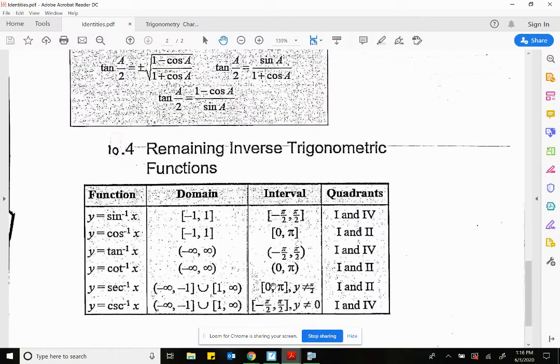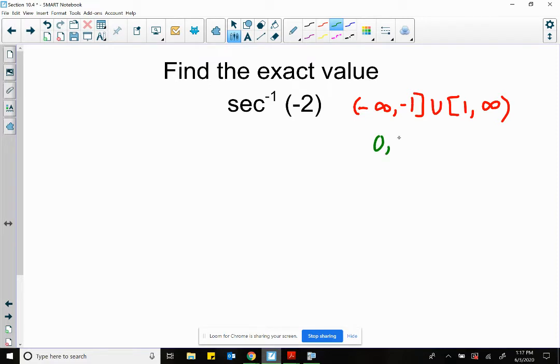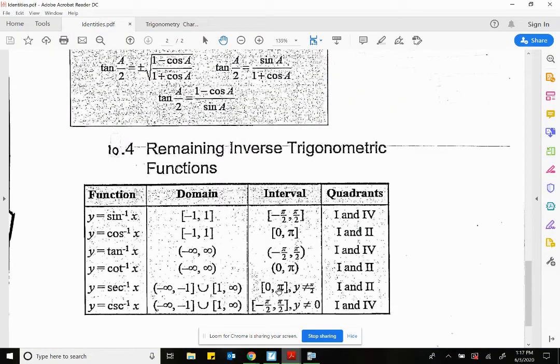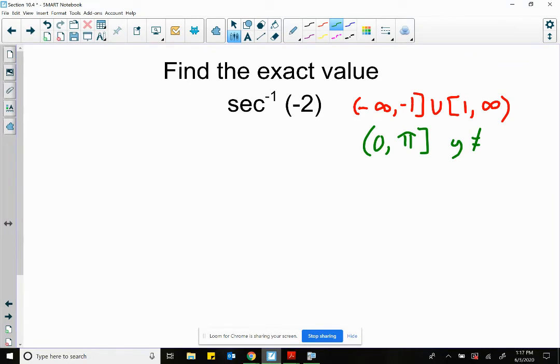So the answer to secant must be between 0 and pi, but we do not like π/2. Okay? So between 0 and pi, but y cannot equal, double check that, π/2. And I need a bracket around the 0. No π/2. Okay. And that means this happens in quadrant 1 and in quadrant 2.